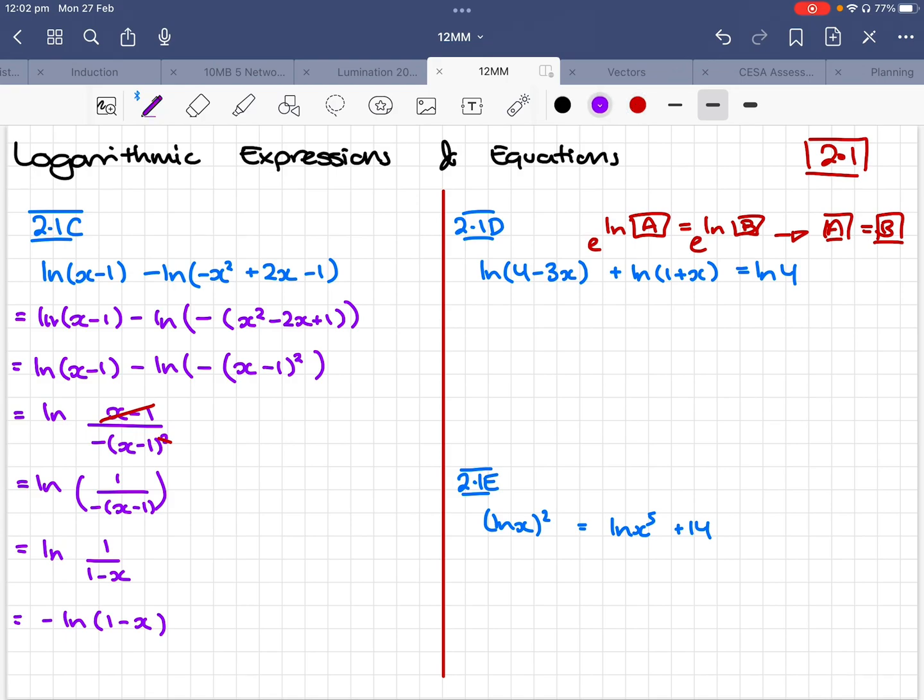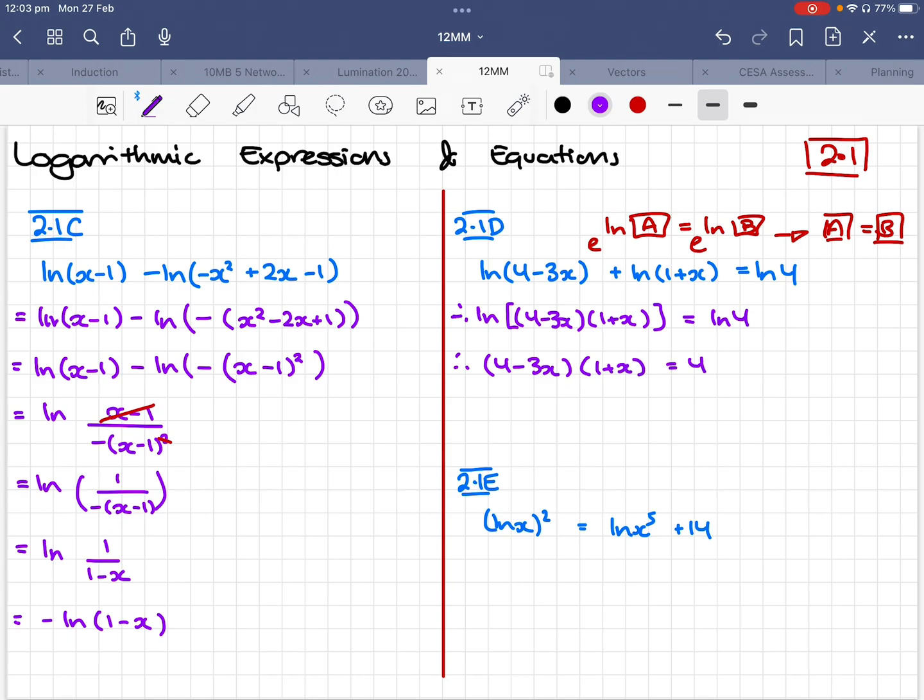Now looking at this, we can see that we've got the sum of two logarithms here. So let's write this as a single logarithm. Ln of 4 take 3x times 1 plus x. That's equal to log 4. Now that we've got log of the left-hand side equals log of the right-hand side, we can just write this as 4 take 3x times 1 plus x is equal to 4.